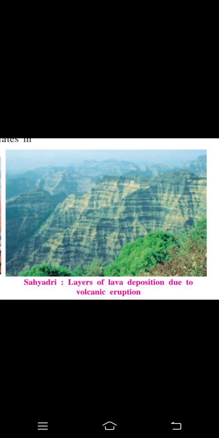And this is the layer of lava deposition due to volcanic eruption. And can you see, it can be a fissure type volcano and can also be a conical type of volcano because it is coming from the mountain, right?